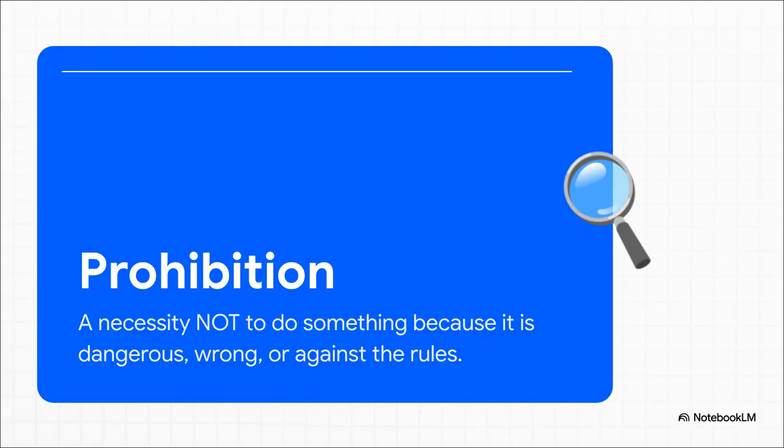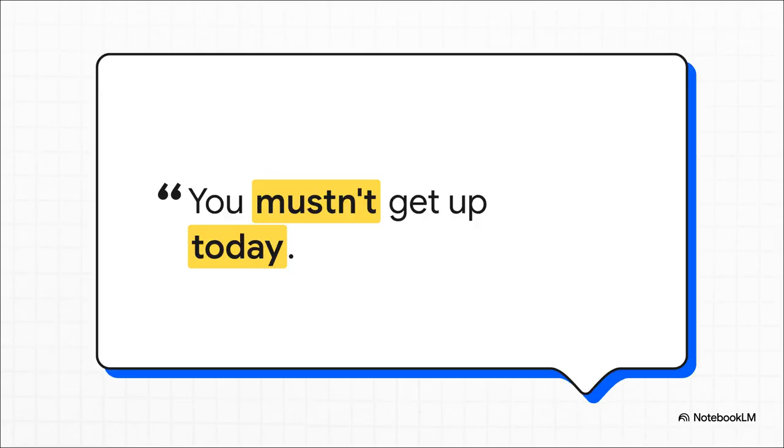First up, prohibition. Okay, this is the serious one. This means there's a really strong reason why you should not do something. Maybe it's dangerous, or it's against the rules, or it's just plain wrong. And the key word we use for this is mustn't. Let's use an example to make this super clear.